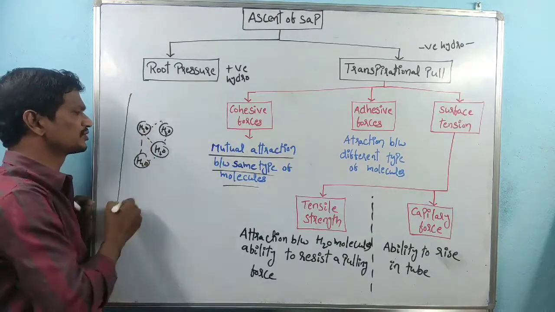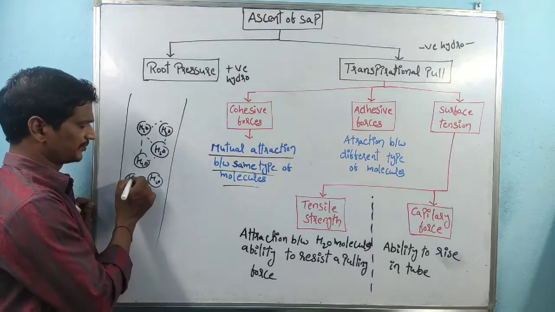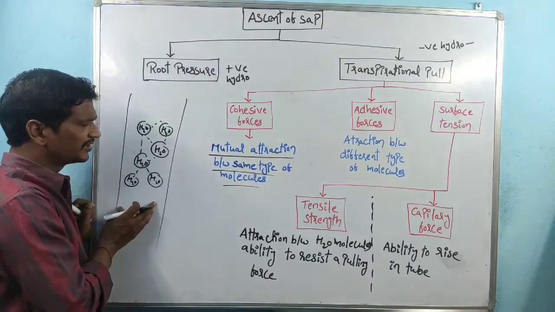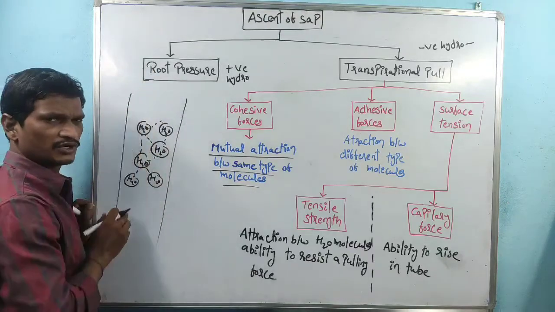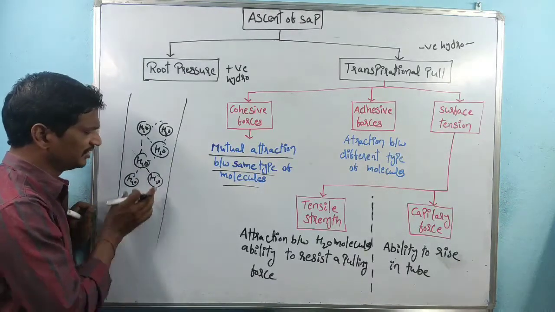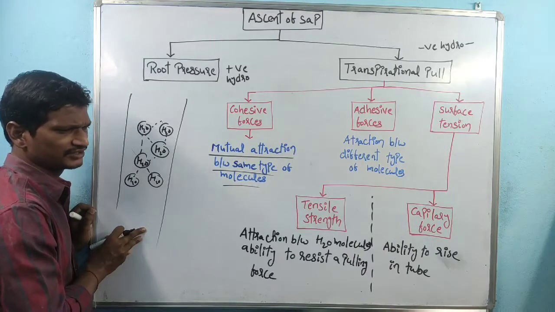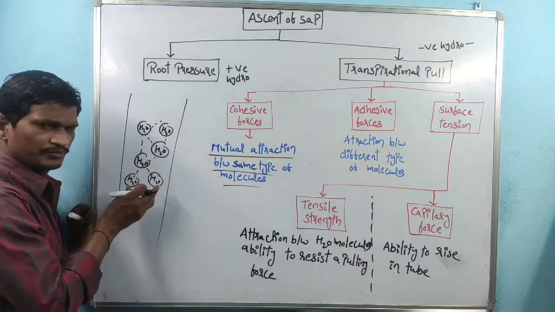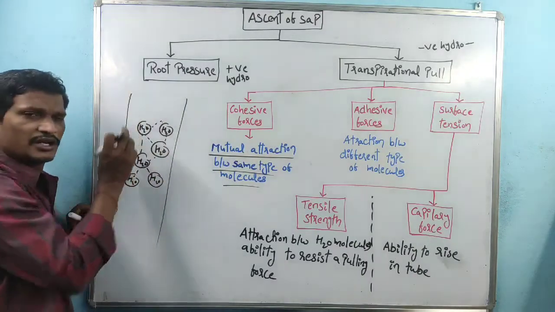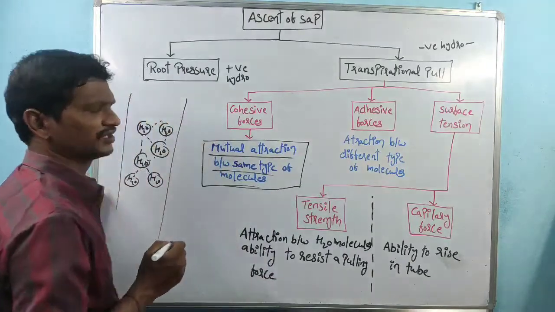So what is the use of the cohesive force? Suppose this is a xylem vessel. Within the xylem vessel, water molecules are present, and attraction is always present between them. That attraction supports a continuous column, so the water molecules are transported continuously without any breaks. So that is about the cohesive forces.